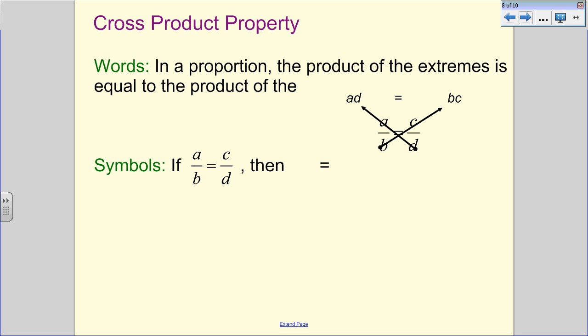We have this cross-product property, which you guys saw in Algebra 1. And it says, in a proportion, the product of the extremes is equal to the product of the means. That's what it is in words. And so what that means is that the extremes, B and C, the product is equal to the product of the means, A and D, and they're equal to each other. So what it would mean in symbols is if you have this proportion, then B times C is equal to A times D. That's all it is. So let's take a look at our example.